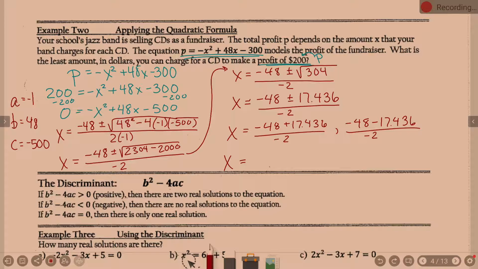by negative 2. Otherwise, depending on your calculator, it might not do the right calculations. So negative 48 plus 17.436, and then divide by negative 2. What are we getting for that one? 15.282. Negative 48 minus 17.436. Divide by negative 2. 32.7.